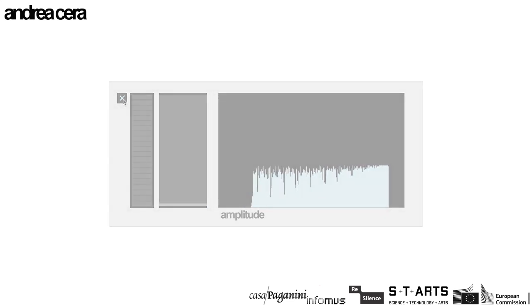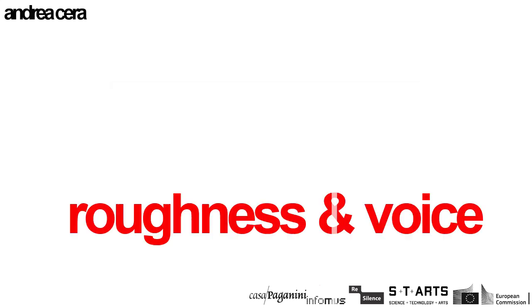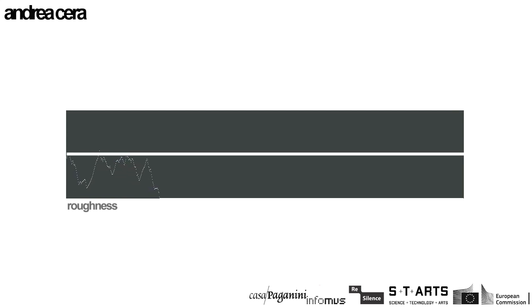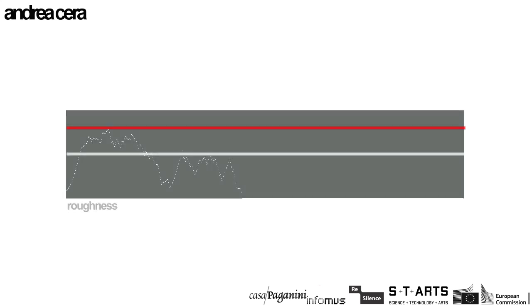Roughness can be produced in many ways. Humans are able to create roughness with their voice when they scream or cry. In this example, I try to have as little roughness as possible. In this example, I try to have as much roughness as I can.